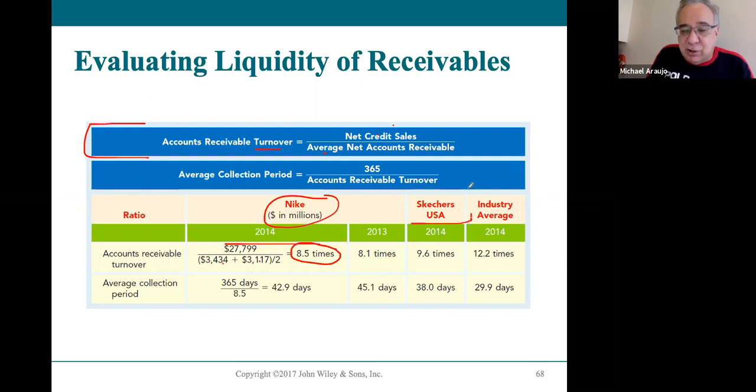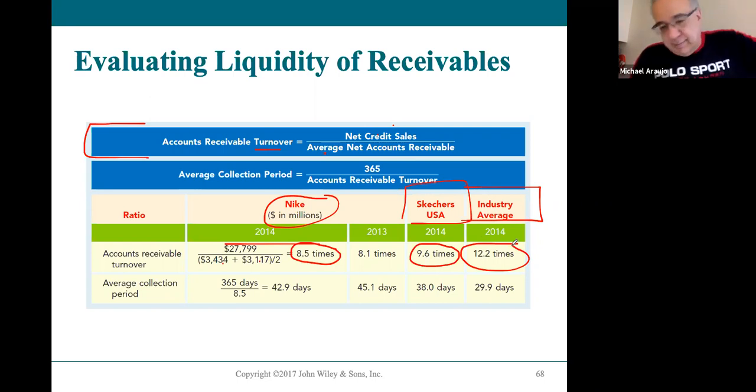Compared to Skechers, Skechers had an accounts receivable turnover of 9.6 times. So that's better than what Nike did. I guess you can say they're running ahead of Nike in accounts receivable. But wait, there's more. The industry on average is doing well. 12.2 times is exactly what you would expect, 12 times a year. That's when you should be collecting your receivables, yes? Right. So Skechers is a little bit behind that, so that's looking a bit sketchy.